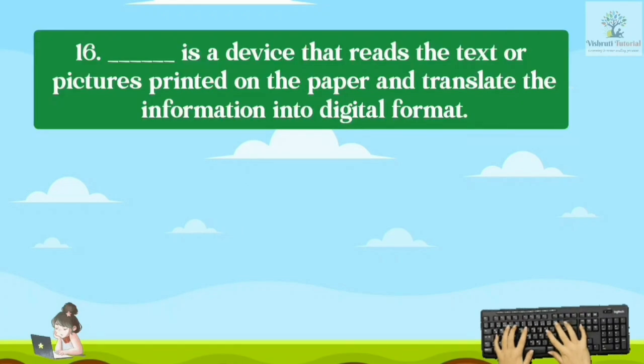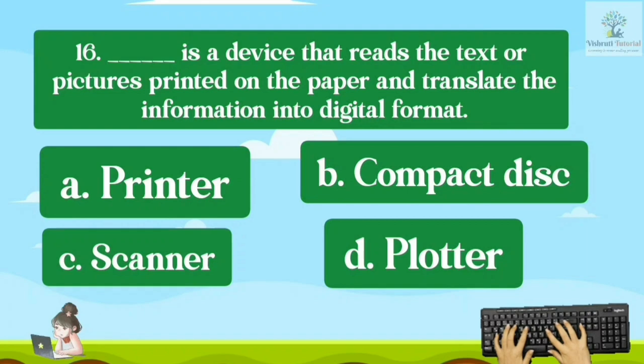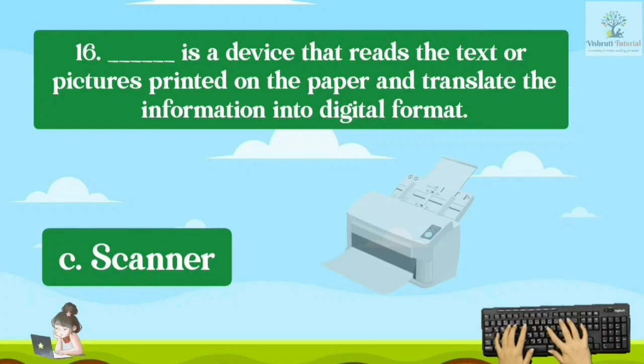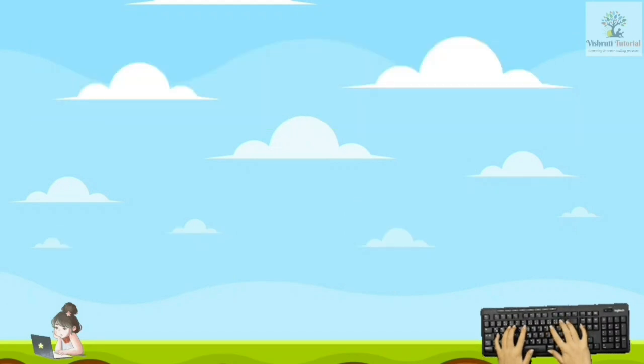Question number 16. Dash is a device that reads the text or pictures printed on the paper and translates the information into a digital format. Options: A. Printer, B. Compact disc, C. Scanner, D. Plotter. And the correct answer is C. Scanner. Scanner is a device that reads the text or pictures printed on the paper and translates the information into a digital format.